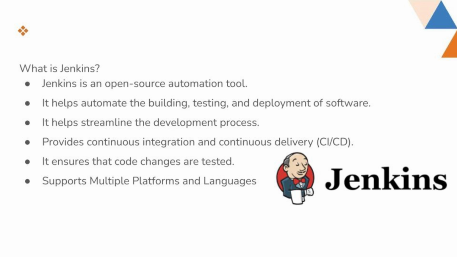So what is Jenkins? Jenkins is a free and open source automation tool that automates the development process, including building the code, testing it, and deploying the code to the servers automatically. It also helps to streamline the development process by automating the repetitive tasks, which increases productivity and efficiency. So that way it is very helpful. Here we can save time and effort.